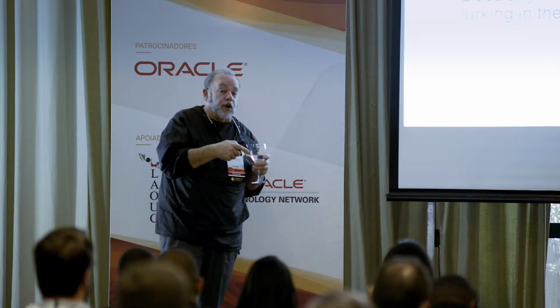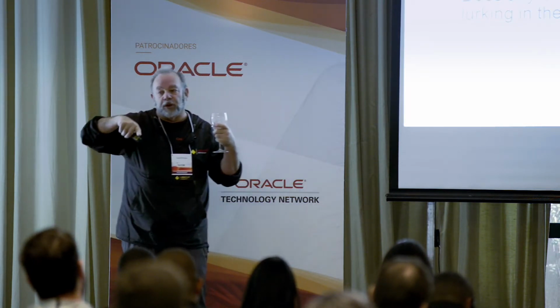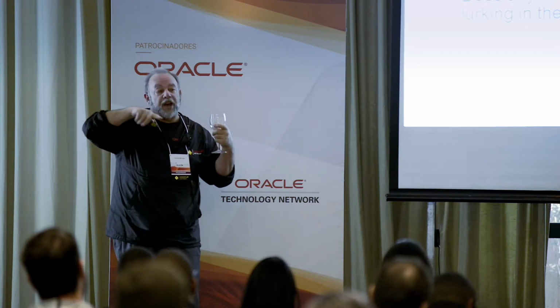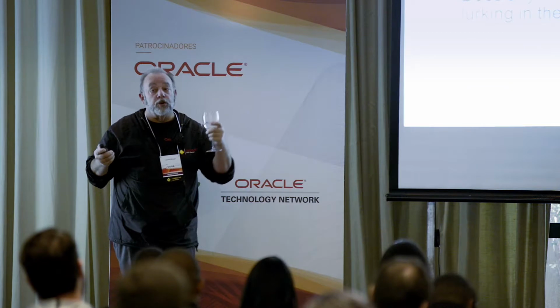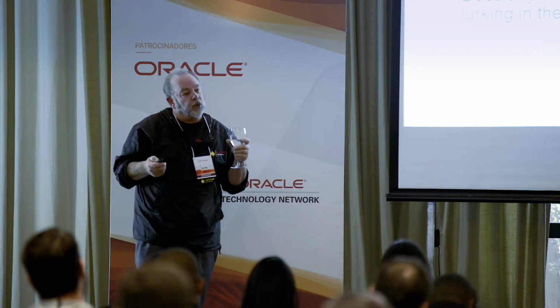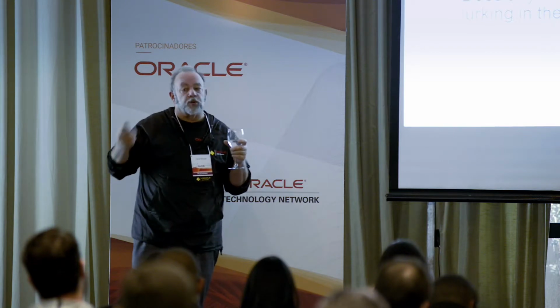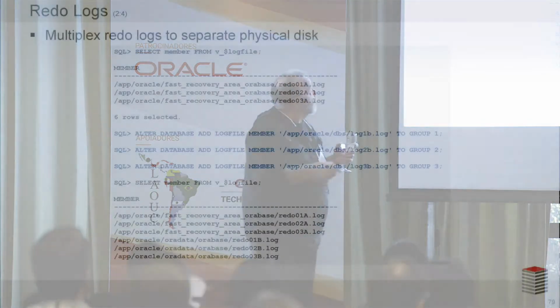With redo logs, you want to have at least 3 redo log groups. You want to have at least 2 members of each group. That way, if you lose one, if one becomes corrupt, if somebody accidentally deletes one, you still have a running Oracle database. By default, it does not do that.